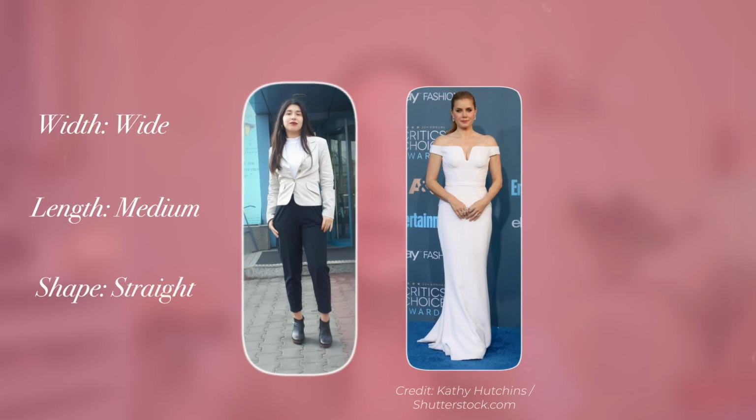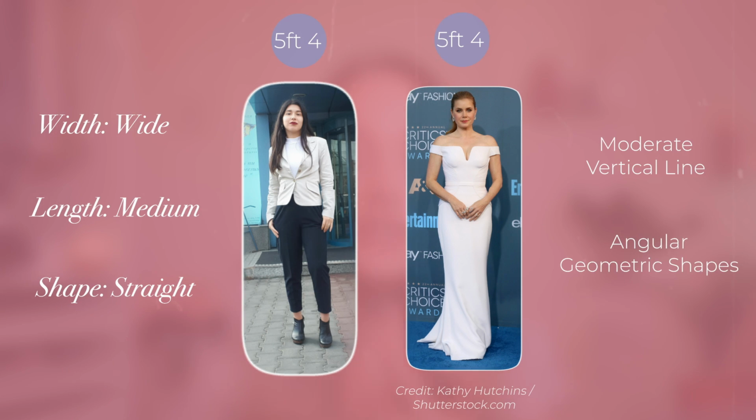Wide, medium, straight. This type has width in their frame, so they appear quite angular, they have broad shoulders, they have a moderate vertical line, so they don't look particularly long nor short, and they have straight lines in their frame, so they have more angular geometric shapes in their silhouette. In Kibbe, this would translate to flamboyant natural quite seamlessly.